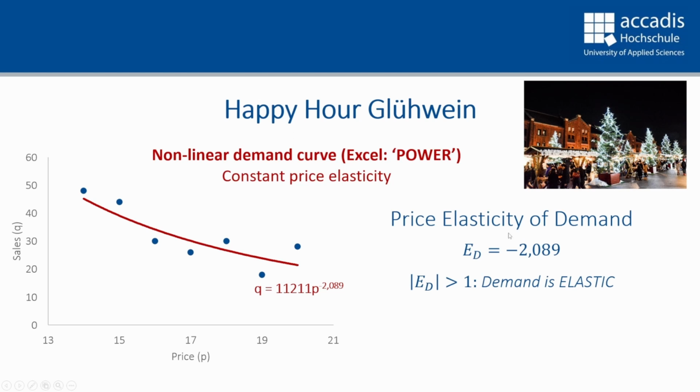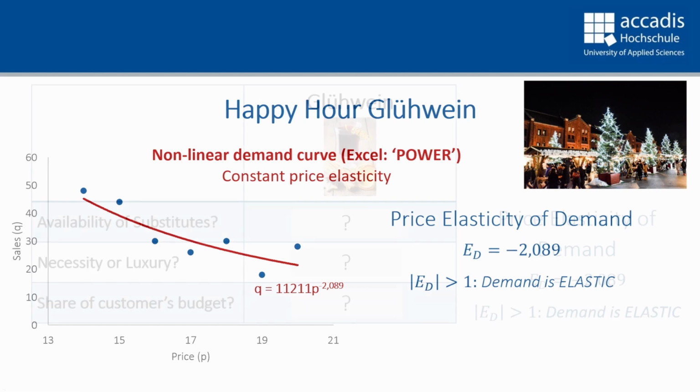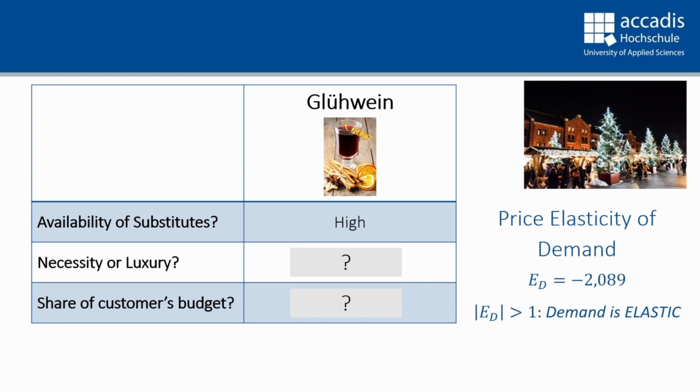This, of course, has implications for our pricing strategy. If we increase the price, we will scare away many customers. Makes sense, since there are lots of substitutes for Glühwein, and even around Christmas time, it's not really a necessity for the customers. Hence, the ability to escape the market and price elasticity are probably rather high.